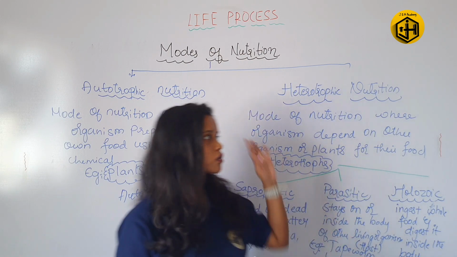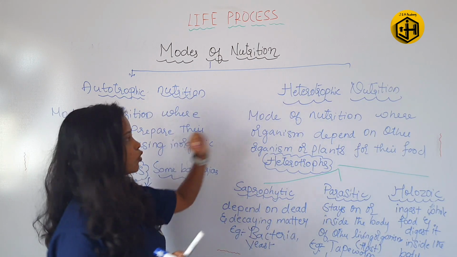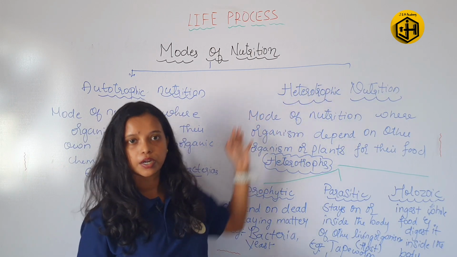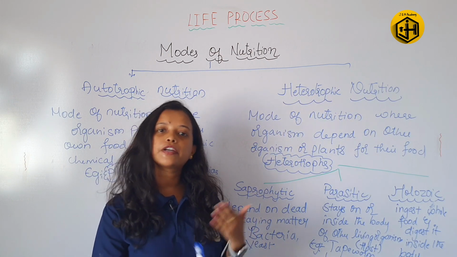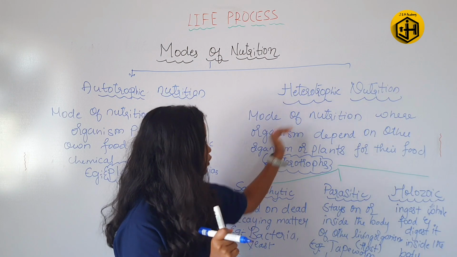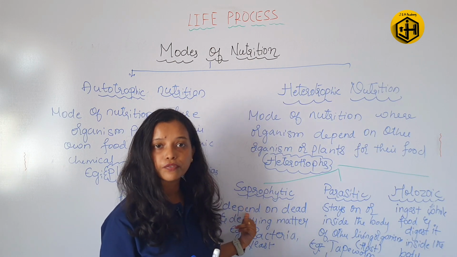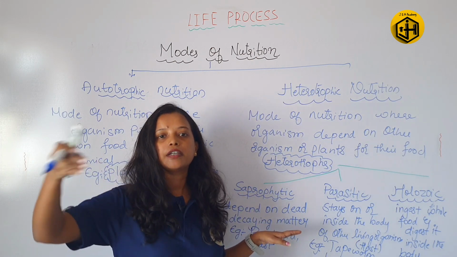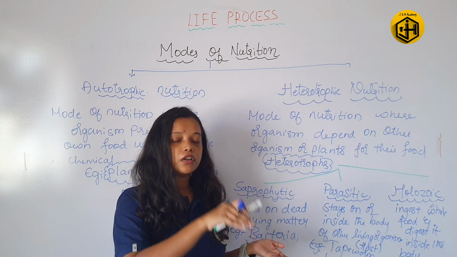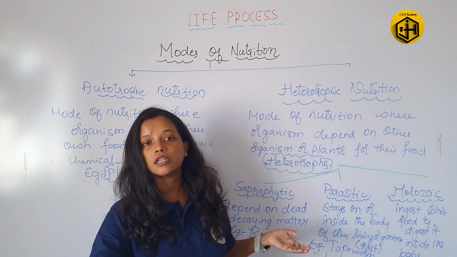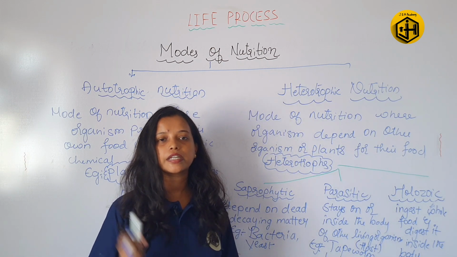In modes of nutrition, you should remember that there are two important modes: autotrophic nutrition and heterotrophic nutrition. Autotrophic: organisms which prepare their own food. Heterotrophic: organisms which depend on other organisms for their food. Heterotrophic is again divided into saprophytic, parasitic and holozoic. Saprophytic organisms depend on dead and decaying organic matter. Parasitic organisms are present in or on another living organism. Holozoic is where the food is ingested and then digested inside the body.